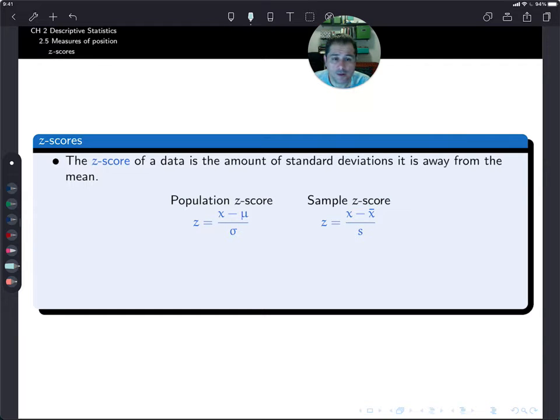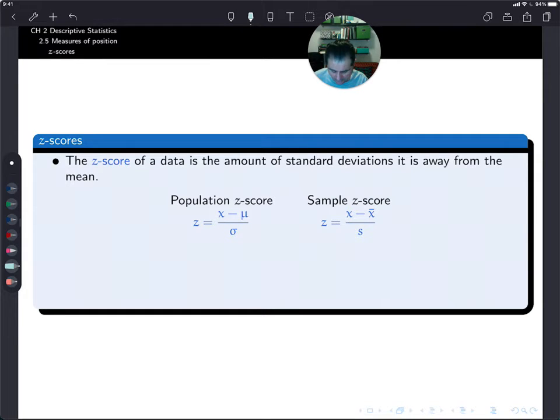Hi, so in this short video, we're going to talk about the concept of a z-score of a data set. In a data set, you're going to have a lot of points. Some of them are above the mean, some of them are below the mean. And in this session, what we're trying to capture is how far the data are from the mean. But our measuring stick is going to be one standard deviation.